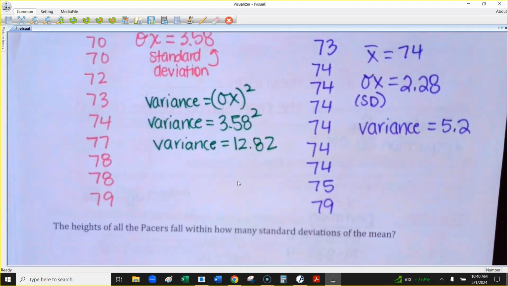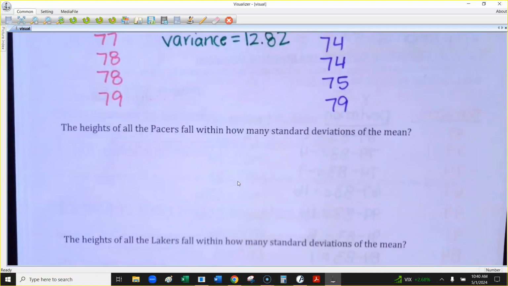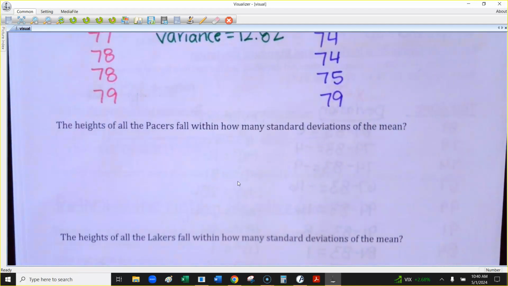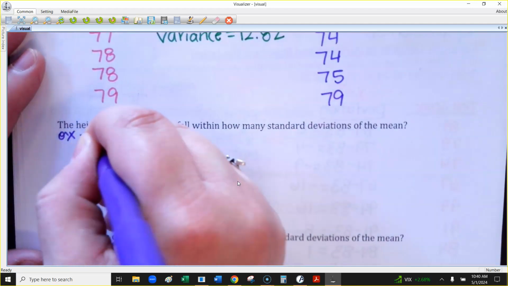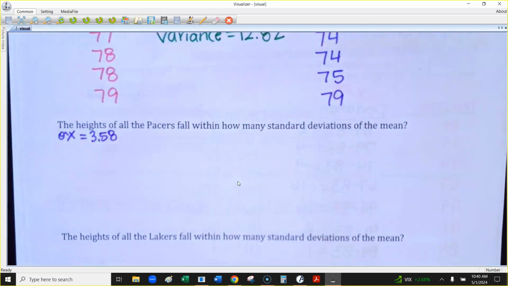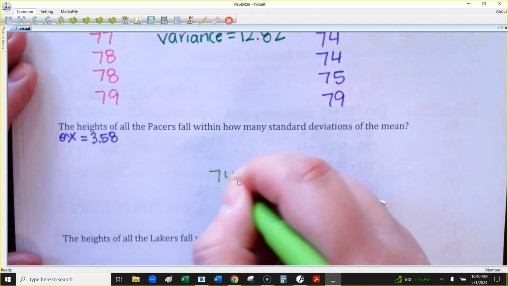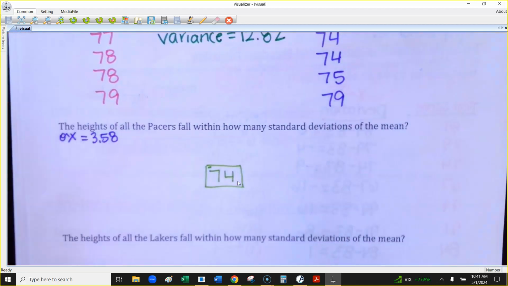Now, I'm going to have us do this just real quick to figure out how many standard deviations away you are from the mean. All right, so the Pacers, their standard deviation, we rounded that to about 3.58. Okay, now I know there's like a lot of space here and I'm gonna kind of go in the middle. So the mean for the heights of the Pacers was 74. Now you'll see stuff that says like within one standard deviation of the mean or two standard deviations of the mean. What does that actually calculate to be?